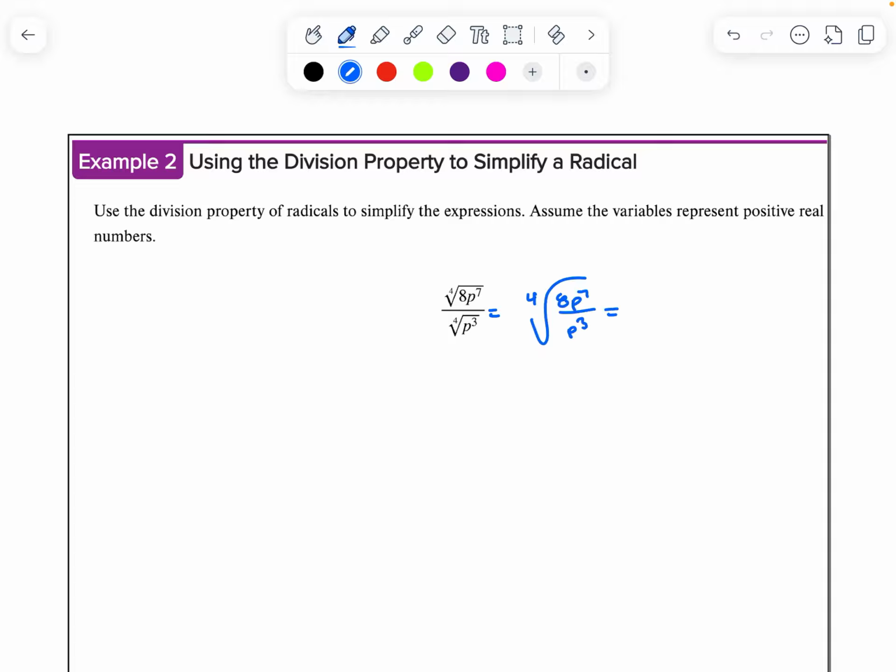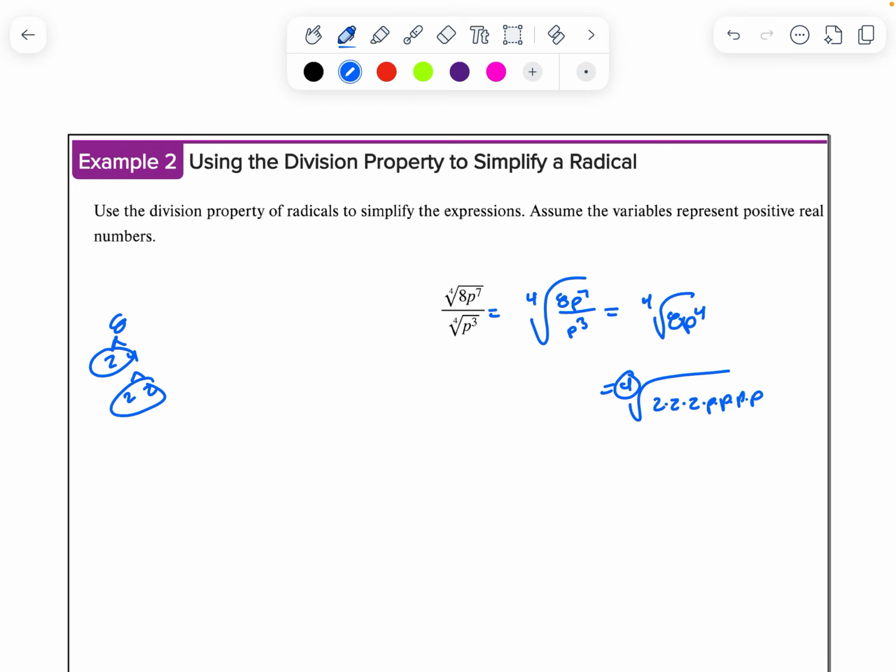And then I can just use my exponent rules. The fourth root of p to the 7th over p to the third is just p to the 4th. If you're dividing things with the same base, you subtract their exponents. All right, 8 breaks into 2 and 4. 4 breaks into 2 and 2. And so this is the same thing as the fourth root of 2, 2, 2, and 4 p's.